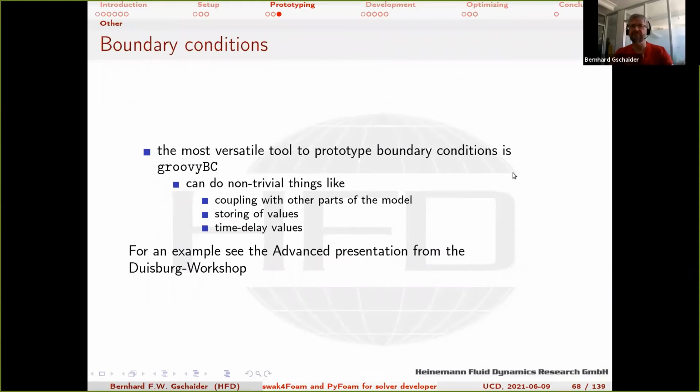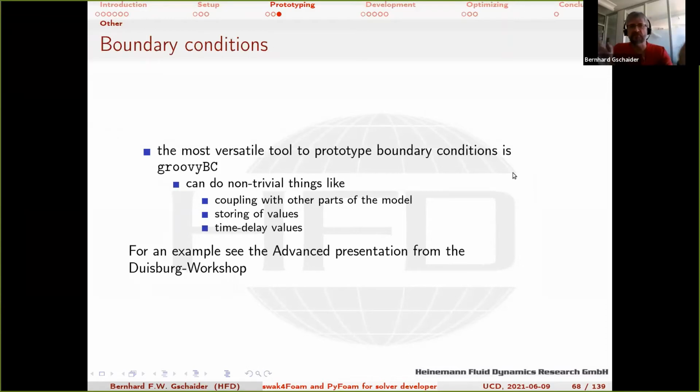So yeah, and other things for prototyping, I'm just going to go over these quite quickly because I discussed them in other presentations. For instance, if you want to develop your own boundary condition, at first one possibility is to test it in Groovy boundary condition to check whether something like this boundary condition works.